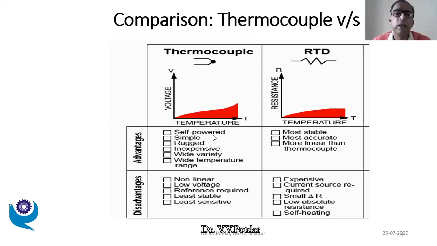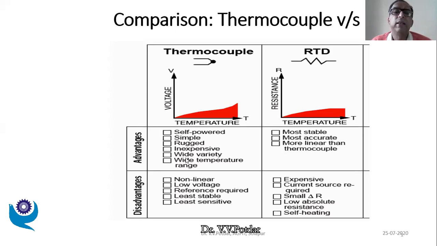Then thermocouples are simple in construction. RTDs are also simple in construction, but a bit expensive. Thermocouples are rugged, which means they have high durability. They can sustain vibrations to some extent, but comparatively, RTDs we need to handle carefully.